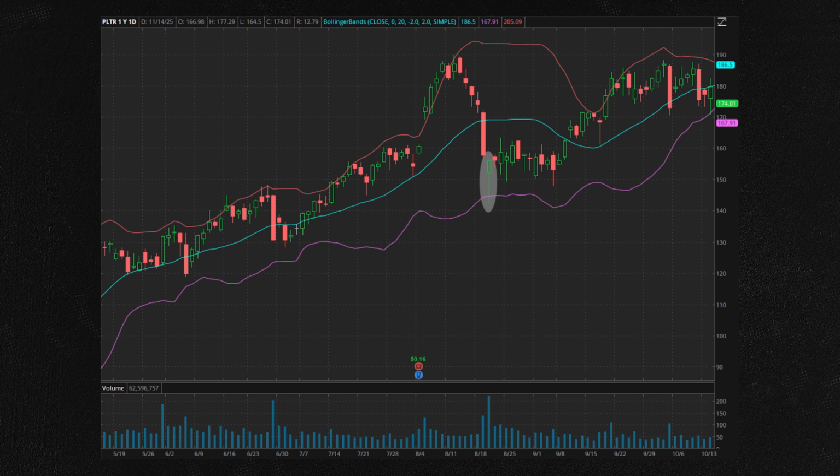Let me first show you how Bollinger Bands can be used as a measure of the pendulum concept. Take this daily chart of Palantir. One of my best trades of 2025 was buying Palantir on August 20th.